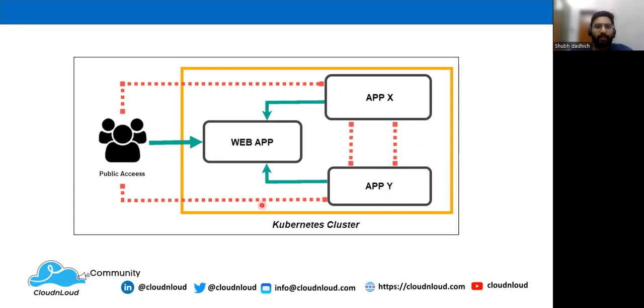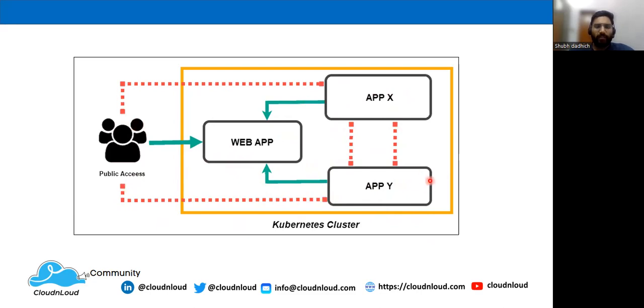In this simple diagram, you can see we have the web app, app X and app Y. Only app X and app Y communicate with the web app, but there is no communication between app X and app Y. And these two also cannot communicate with the outside world.